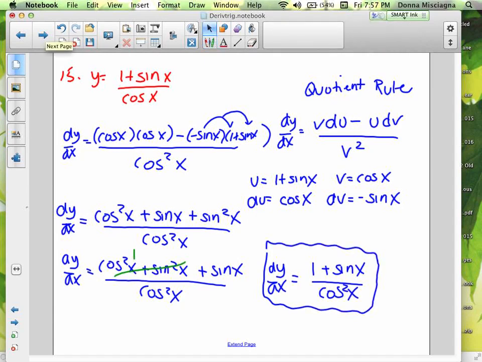So I hope this has helped you with the derivatives of trig ratios. I wanted to be under 30 minutes, didn't quite make it, but pretty close. So you can take a look at this when you're solving your homework on the trig derivatives. See you in class.